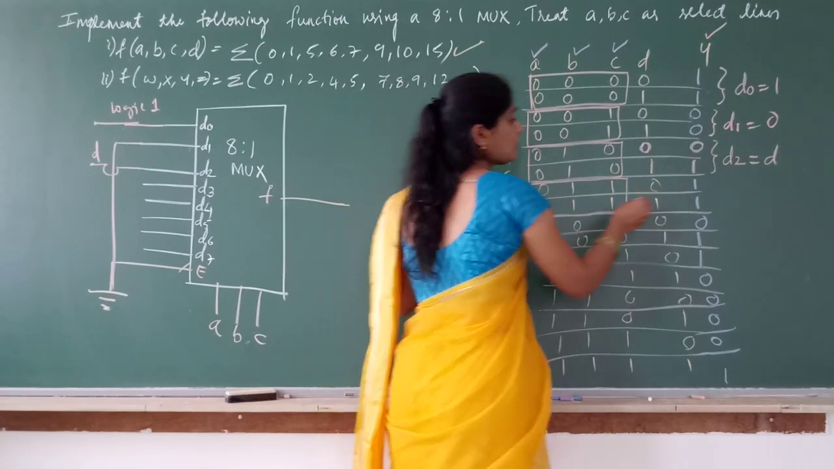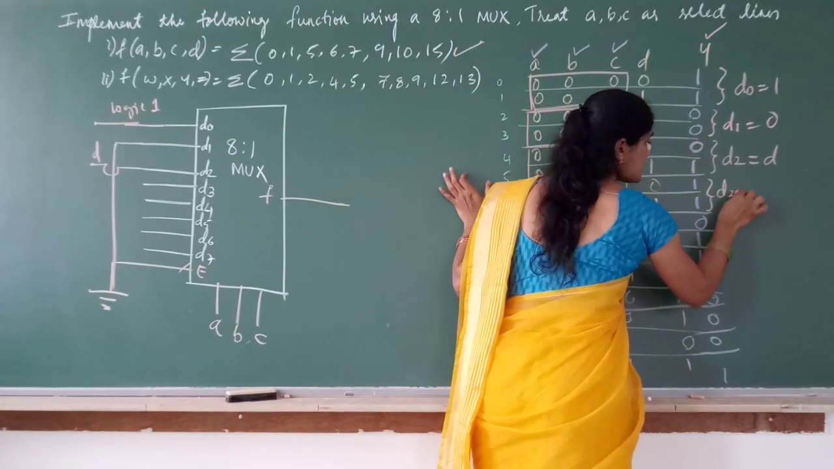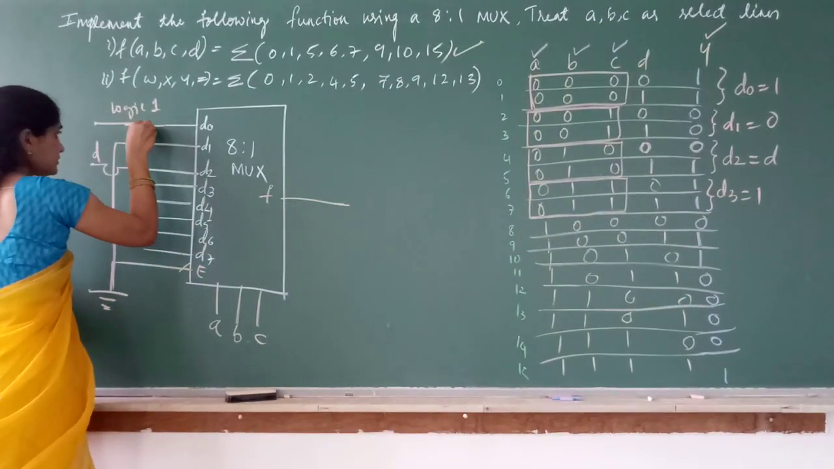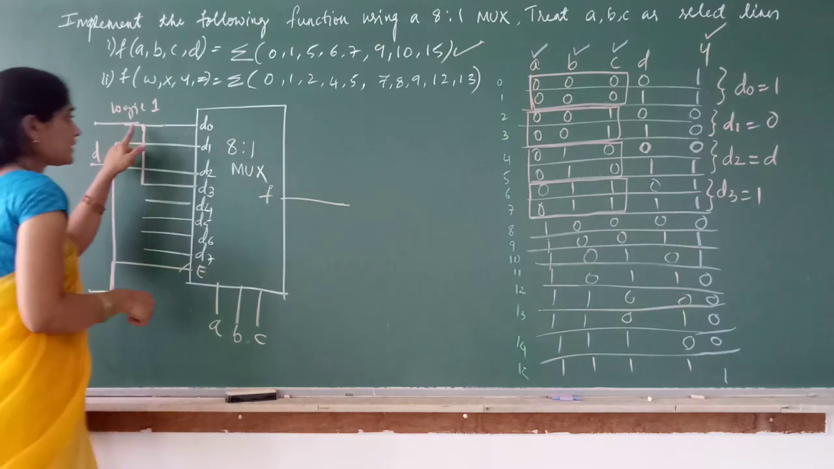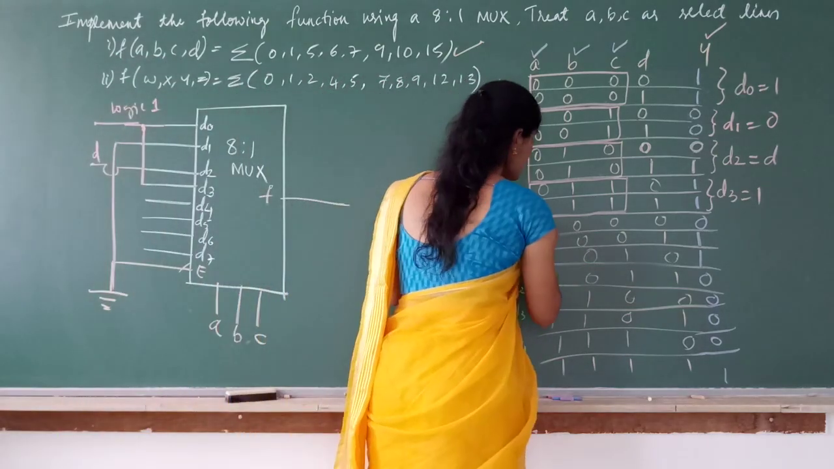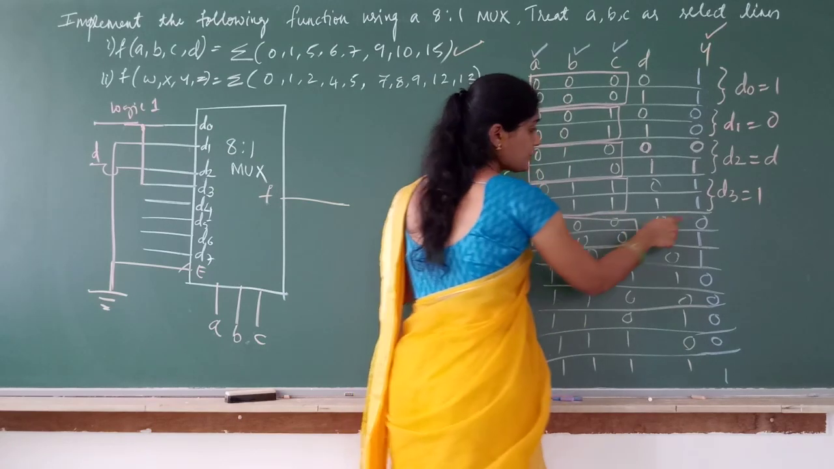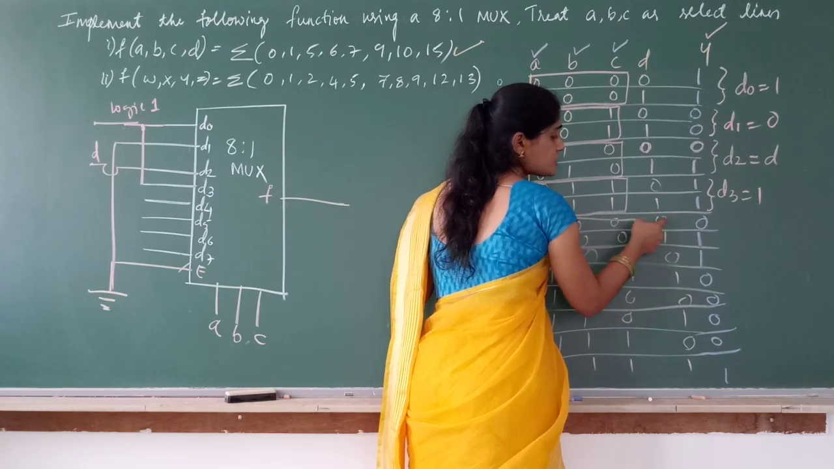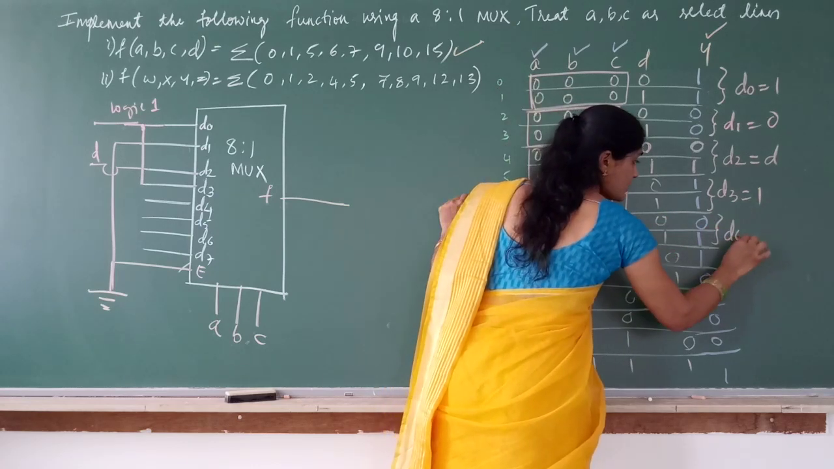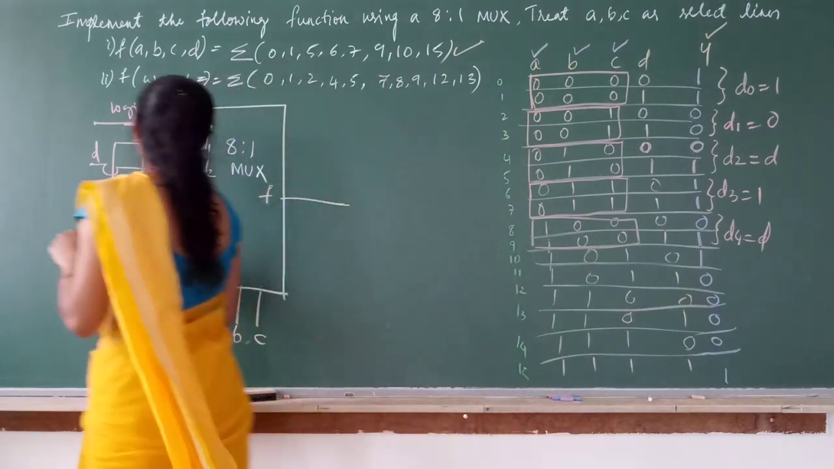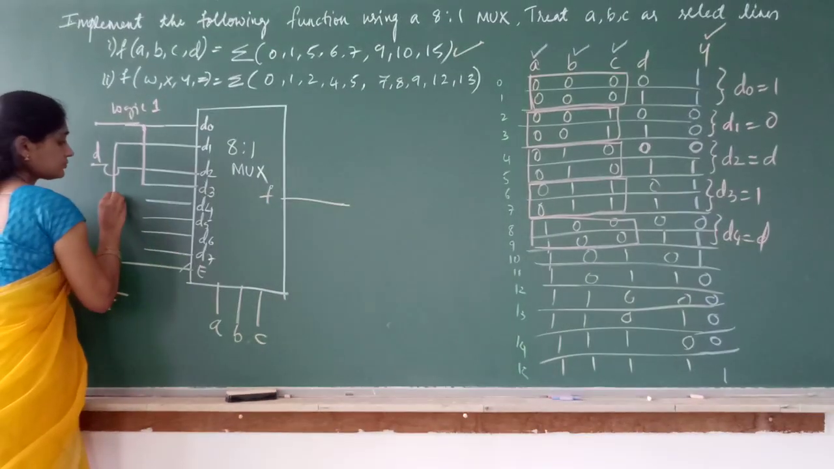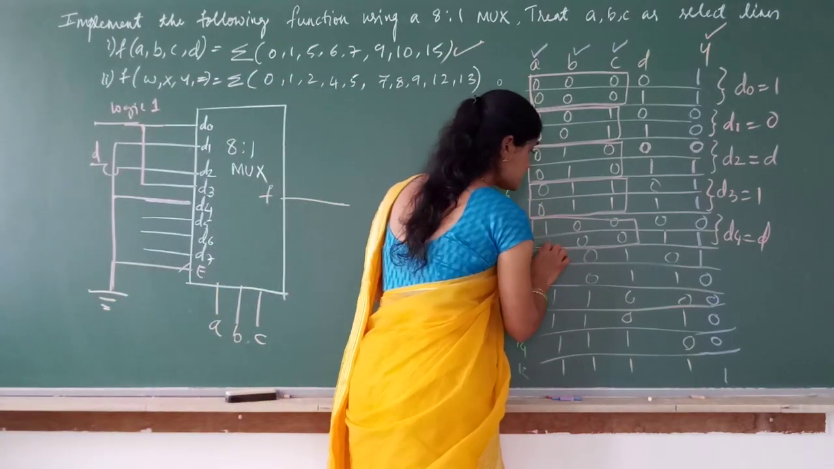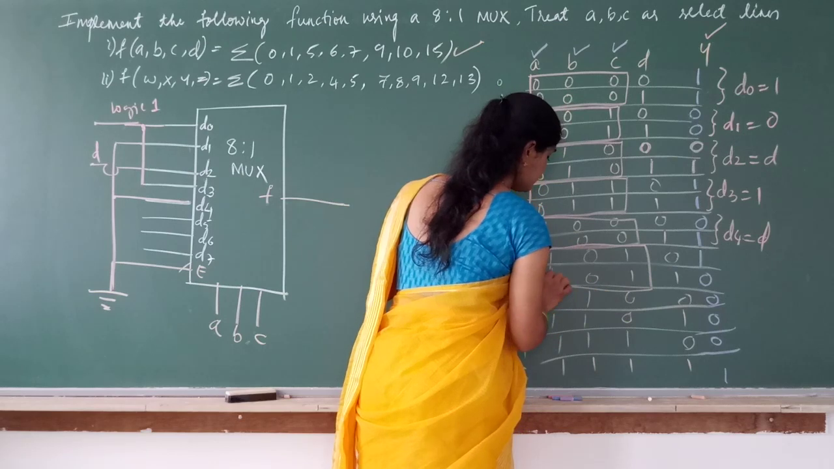Similarly 0, 1, 1. Output is 1. So D3 is equal to 1. So connect D3 to logic 1 again. Okay, connect D3 to logic 1. Fine. Now 1, 0, 0. Output is 0 for one, 1 for the other. Compare it with D. It is same as D. 0, 0, 1, 1. So D4 is equal to D. So connect D4 to D. Right?